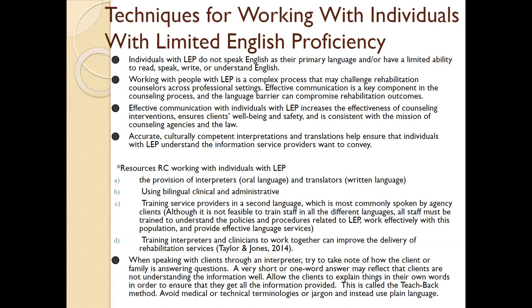Also, training the interpreter and the clinicians to work together can improve the delivery of rehabilitation services. And here they also make the recommendation that when you speak with the client, try to take note. If they give short answers, try asking them questions to check whether they understand. Try to make sure that they open up a little bit and that language is not an issue. You can go to the next.